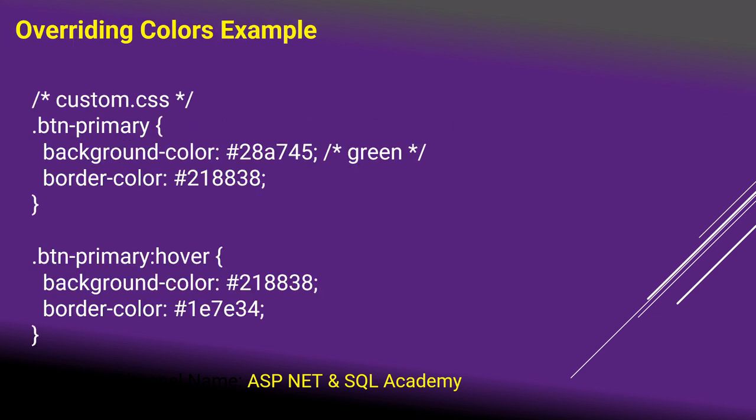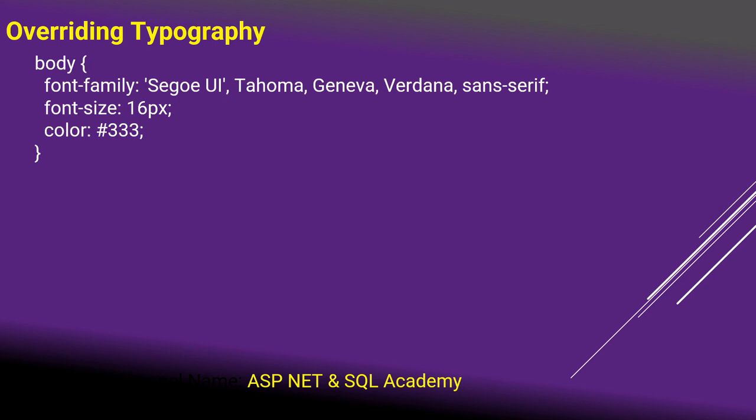For example, here we override the .btn-primary button's background and border colors to green instead of Bootstrap's default blue. We also customize the hover effect. You can change the global font size and color to fit your design style. Just override the body styles in your custom CSS.